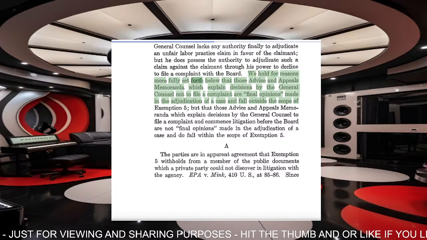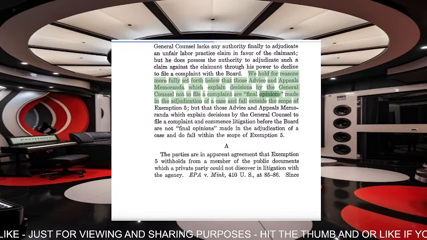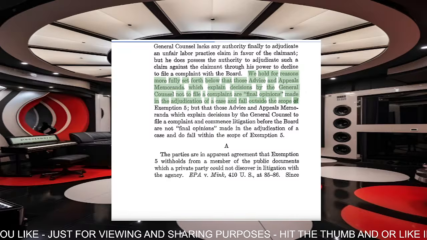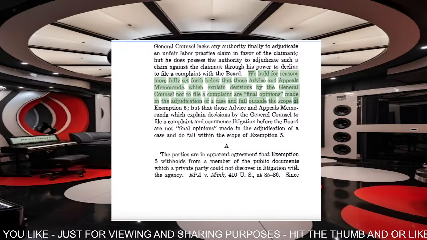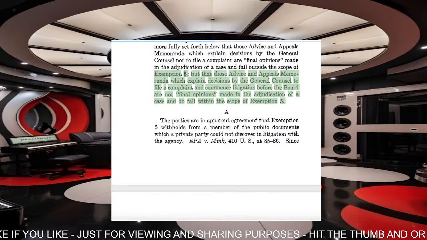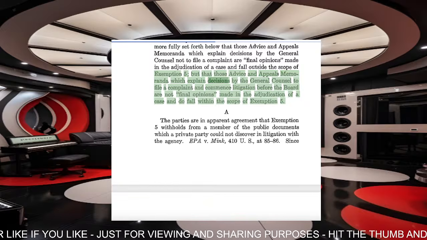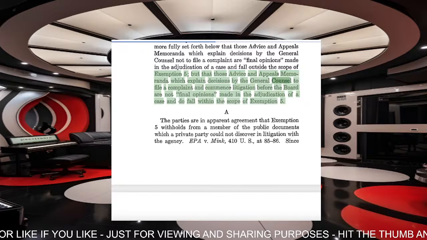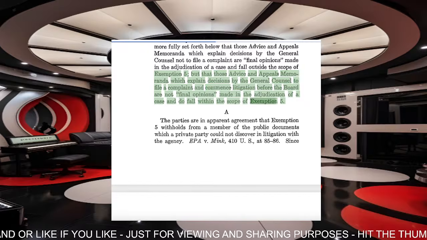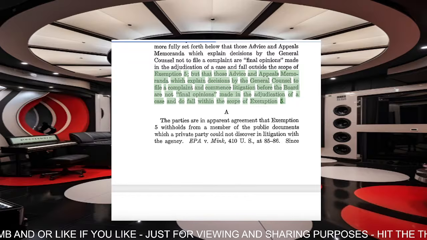We hold, for reasons more fully set forth below, that those advice and appeals memoranda which explain decisions by the General Counsel not to file a complaint are final opinions made in the adjudication of a case and fall outside the scope of Exemption 5, but that those advice and appeals memoranda which explain decisions by the General Counsel to file a complaint and commence litigation before the board are not final opinions made in the adjudication of a case, and do fall within the scope of Exemption 5.